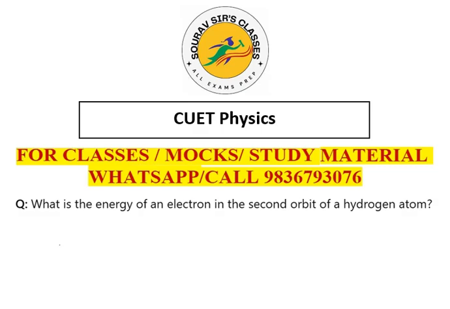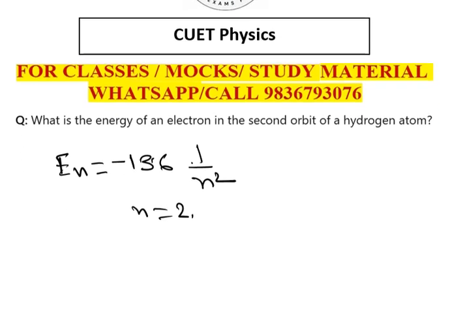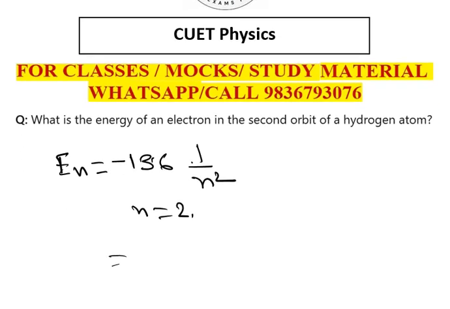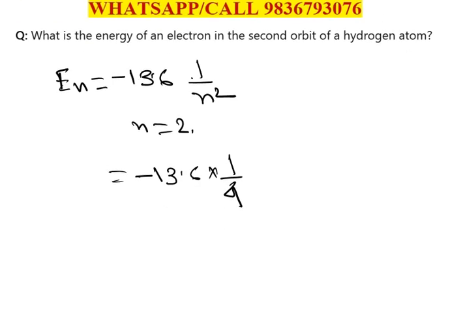So from the formula we know that En equals minus 13.6 into 1 by n square, right? So n equals 2 here, right? So the formula can be rewritten as minus 13.6 into 1 by 4, right? So the energy will be around minus 3.4 electron volt, right? E2 it will be.